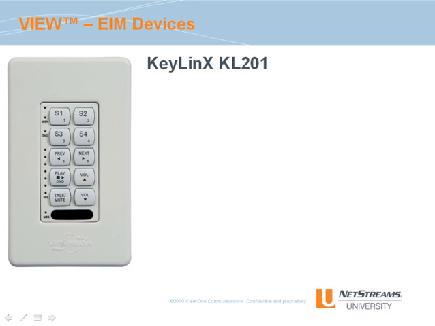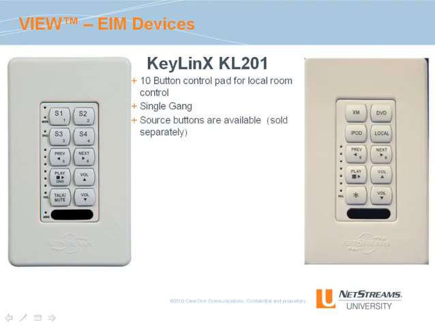The AMP2200 is an audio-based EIM device, but the EIM interface can also be used for control devices like the Keylynx KL201. The KL201 is a 10-button control pad used for local room control. It fits into a single gang box, allows source selection using the S1 to S4 buttons, but you can replace those button caps with source-specific buttons. These buttons are sold separately.